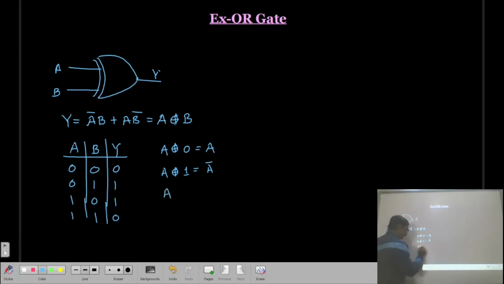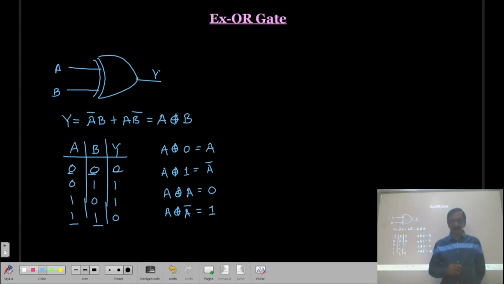Then A exclusive OR with itself, A, gives an output of 0. Here you can see A and B are both the same, output is 0. Here also A and B are both the same, output is 0. So this one is 0. When the inputs are exclusive OR'd with an inversion, then the output is going to be 1. So these are a few properties of the exclusive OR gate.